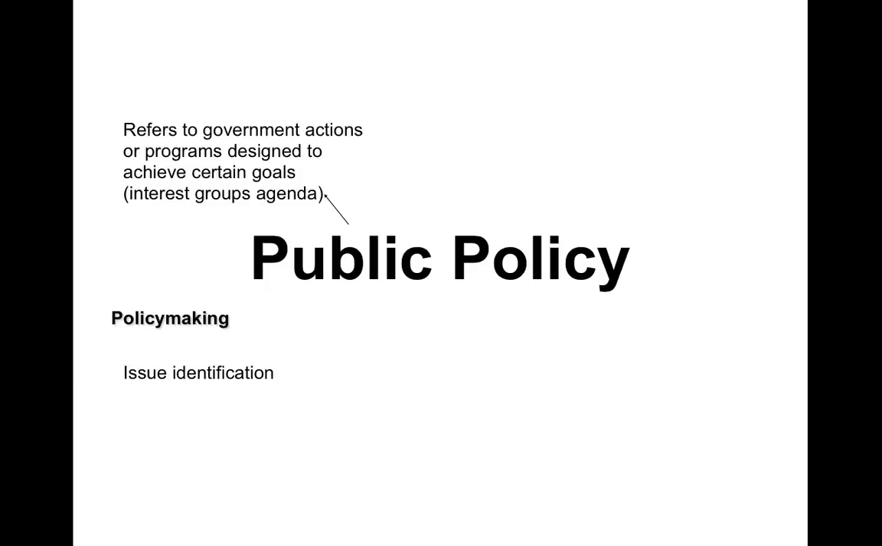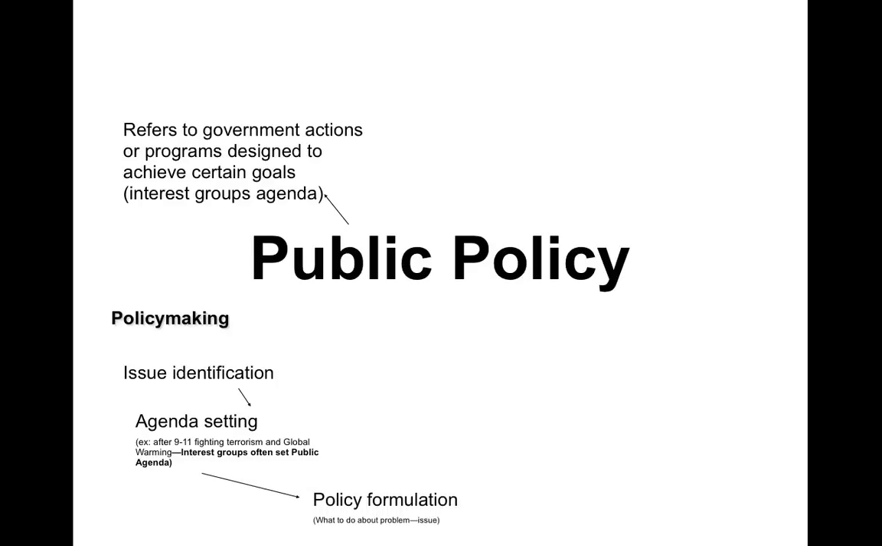That's an example. Then you identify that issue, and then you, again, set the agenda. After 9/11, it says here, terrorism and global warming, interest groups set the agenda, whether that's in local politics or other politics. You want to try to set the agenda. Then you have to figure out a policy. What is the problem? What is the issue? So first you got issue identification, agenda setting. Agenda setting would be, we want to stop terrorism. So what's the policy? What is the problem? Well, we want to stop terrorism. You would define that type of terrorism. That's the policy formation part.